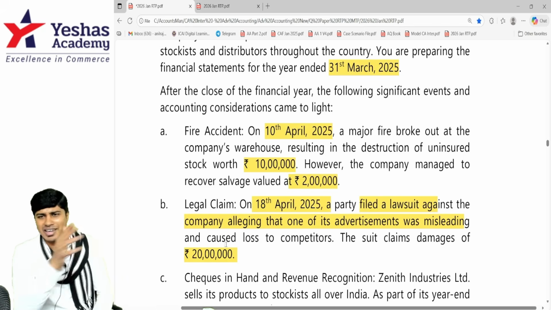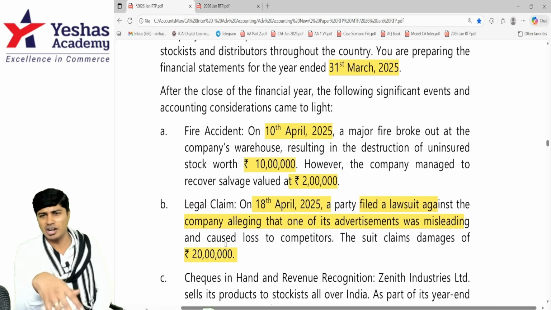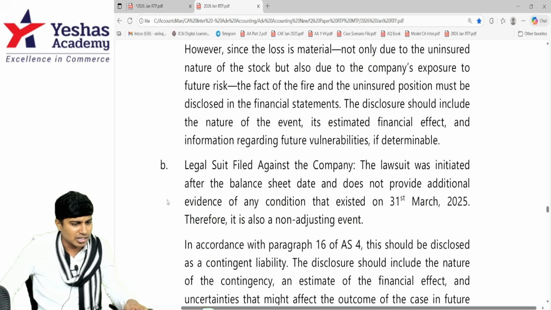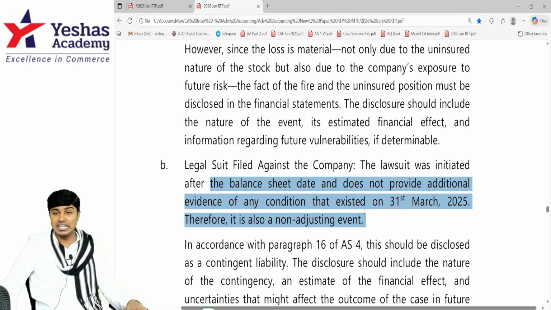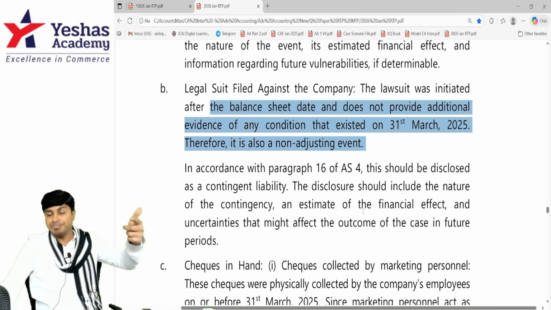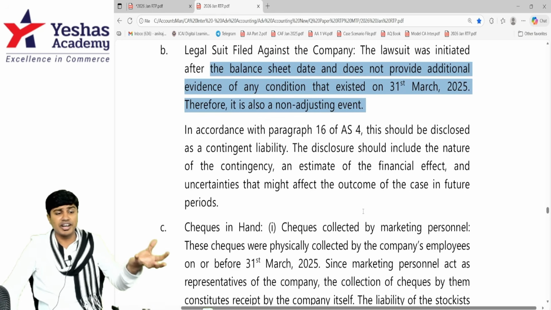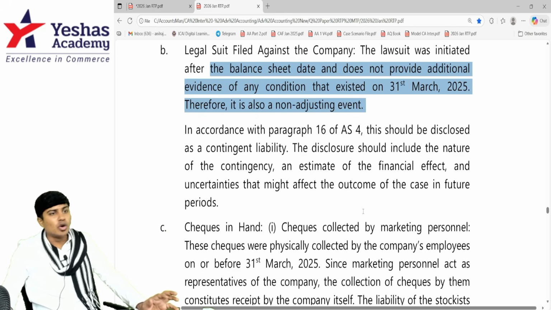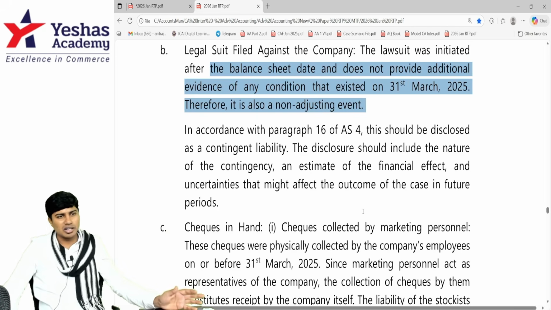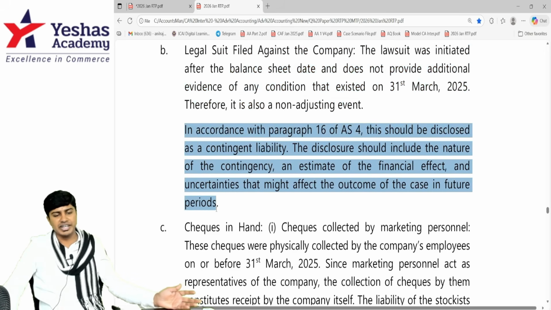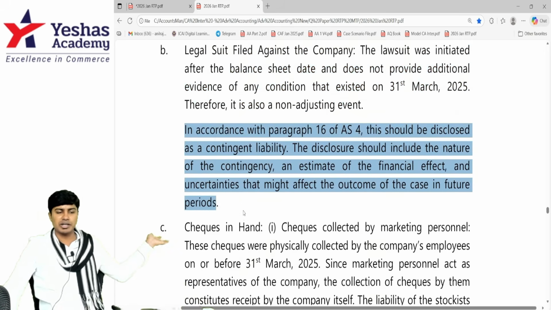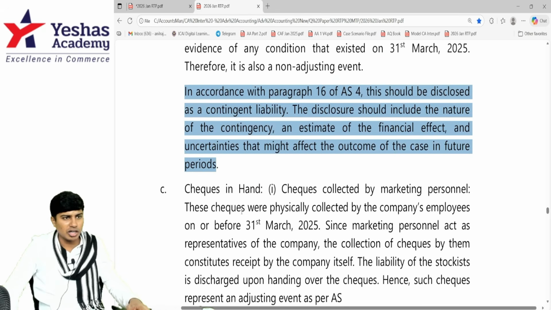So similarly, a case being there will not have an effect on the going concern of the entity. So let's anyways read the answer. The lawsuit was initiated after the balance sheet date and does not provide additional evidence. That's the reason it's non-adjusting. It would have become an adjusting event if it would have raised a question mark on the going concern, but we are considering that not a possibility. But because it is a contingent liability, you can disclose it as a contingent liability in the footnotes of the financial statements. That's what is given in the next part. I hope everybody got it.